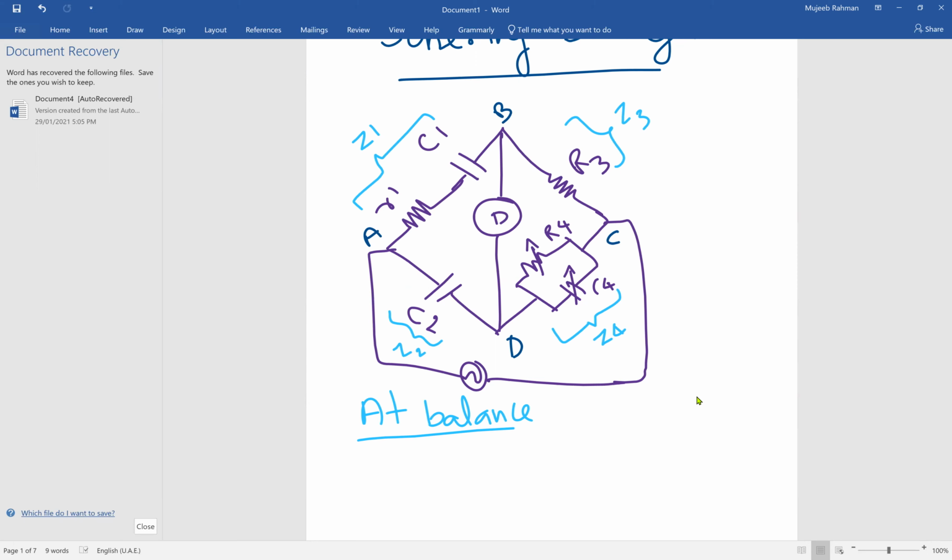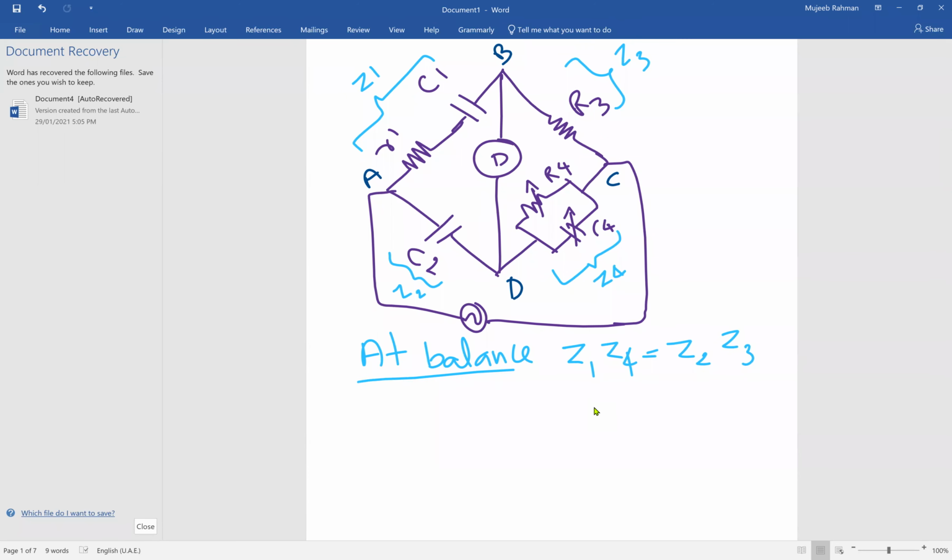So at balance, the product of the impedances in the opposite arms are equal, which means Z1 Z4 is equal to Z2 Z3. So let us try to find out the value of Z1 first. Z1 is equal to R1, and we have C1, the reactance of which becomes minus j XC1.